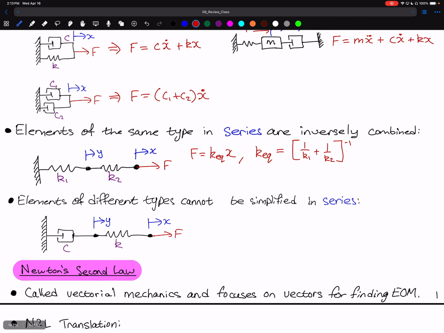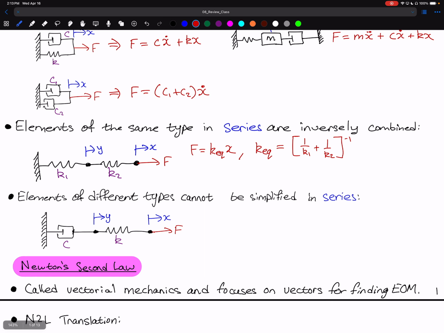In the case that we have a damper and a spring in series, except for when there's a mass separating them, if there's no mass separating them, in this case we won't be able to just simplify them like above. We'll end up with that the force is a first order differential equation given as shown, where that force was equal to C times y dot plus K times the quantity x minus y.